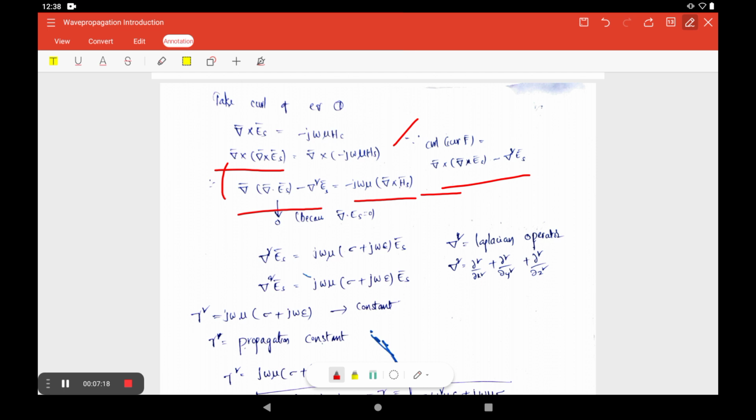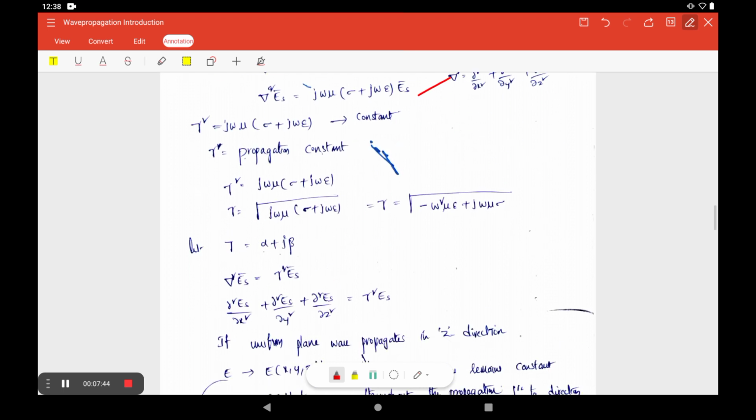From the earlier second equation, substituting here, you will get del square Es is equal to j omega mu into sigma plus j omega epsilon times Es. Now let us consider sigma plus j omega epsilon as a constant assumption, and gamma is generally called the propagation constant. Therefore gamma is equal to square root of j omega mu into sigma plus j omega epsilon. Let us assume that gamma is equal to alpha plus j beta.